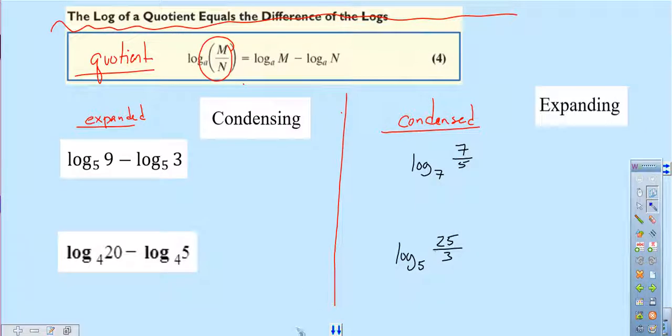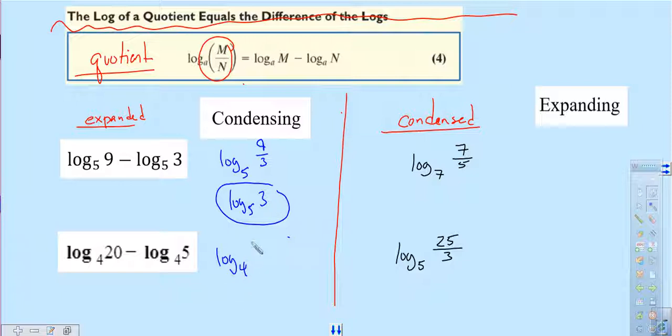Okay, so now we pull up the subtraction of the quotient rule. We have some examples where we're going to expand and condense, or condense to expand. In the first one we see subtraction. We know subtraction when we condense changes to division. So this is log base 5 of 9 over 3. That becomes log base 5 of 3, because 9 divided by 3 is 3. This one becomes log base 4 of 20 over 5. That becomes log base 4 of 4. And then remember we learned from our previous rules that means our exponent is 1, which means the solution to this guy is 1.